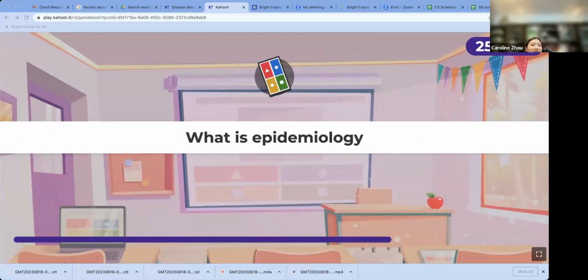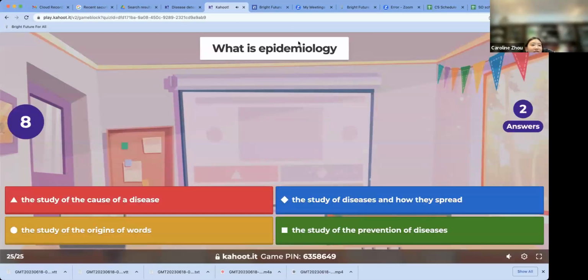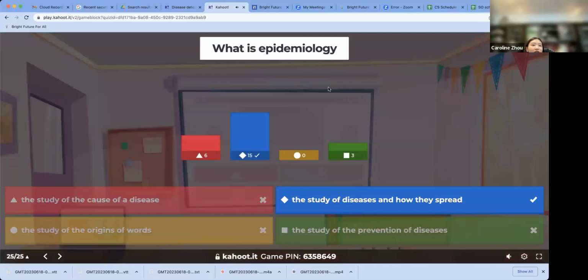What is epidemiology? It's the study of diseases and how they spread. The study of the cause of a disease is etiology.